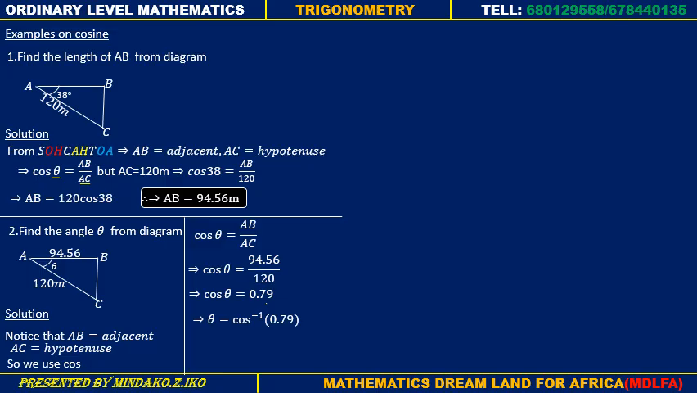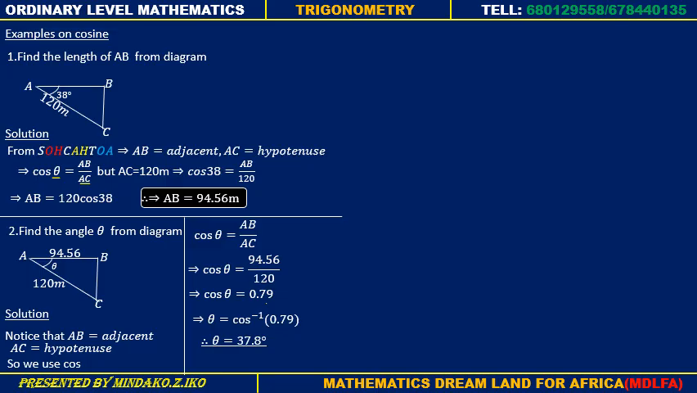I have 37.81. So we have that theta equals 37.81. You can just leave it or round it. What do you notice? In the diagram we have 38, but here we have 37.8. So why is it not actually 38?